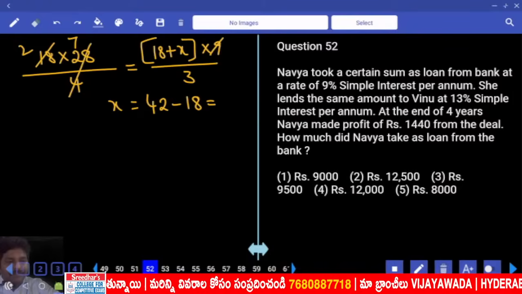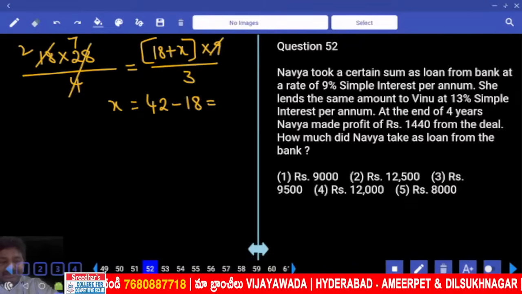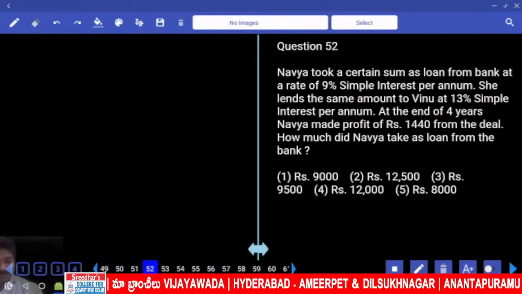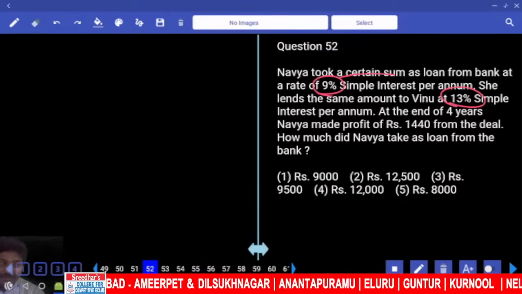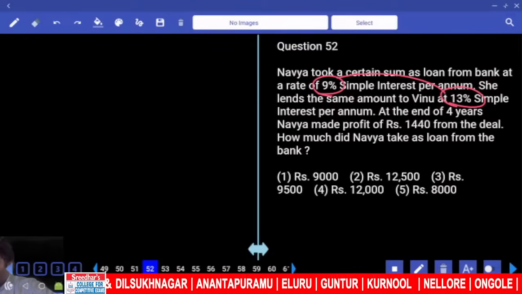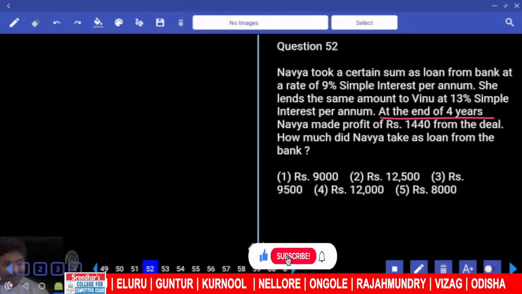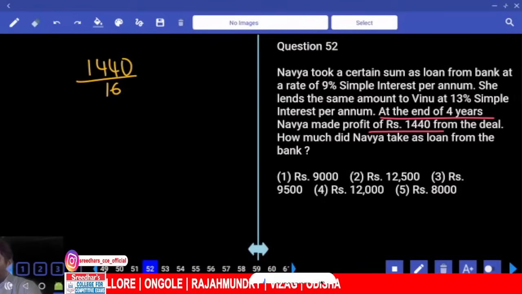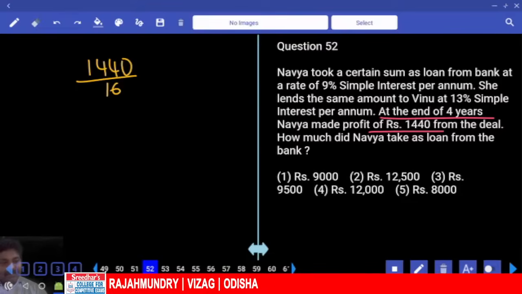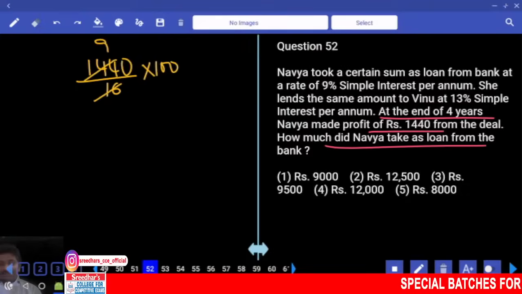Navya took a certain sum as loan from bank at the rate of 9% simple interest per annum. She lends the same amount to Vinu at 13% simple interest per annum. She is doing business: she is paying 9%, but she is getting 13%. How much percentage of profit is there? 4% per year, correct? At the end of 4 years, per year if she gets 4%, in 4 years she'll get 16%, and her profit is 1440. That means 1440 is equal to 16%. 1% is 1440 by 16, which is 90. How much did Navya take as loan from the bank? 100% into 100. 16, 9 times, and then 3 zeros, 9,000 final.